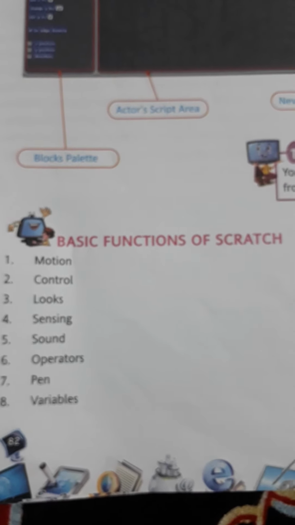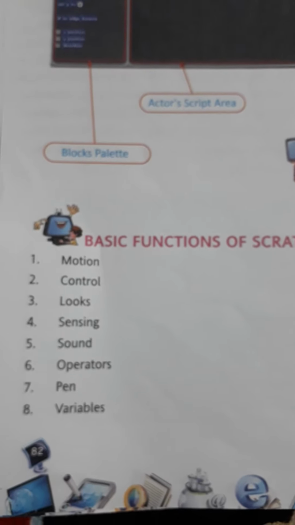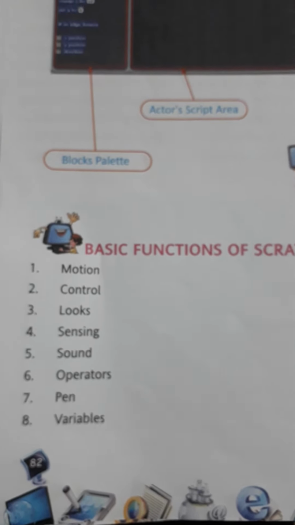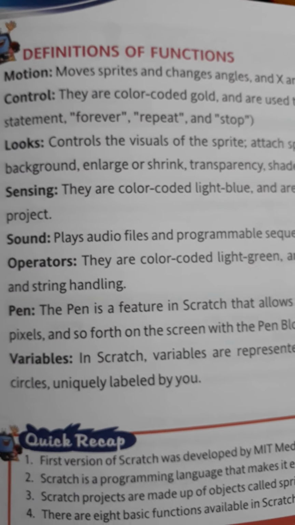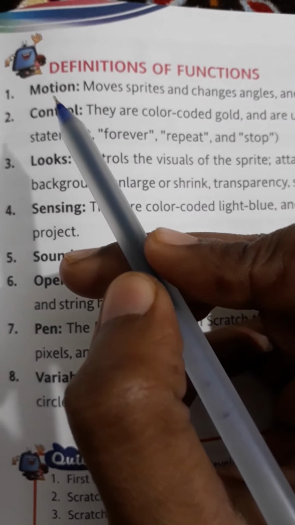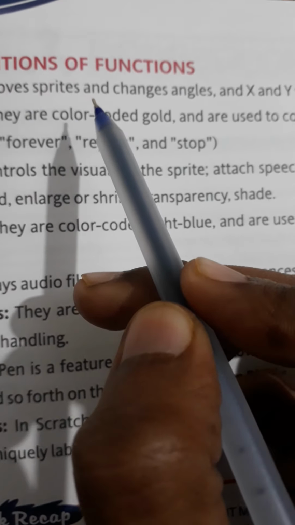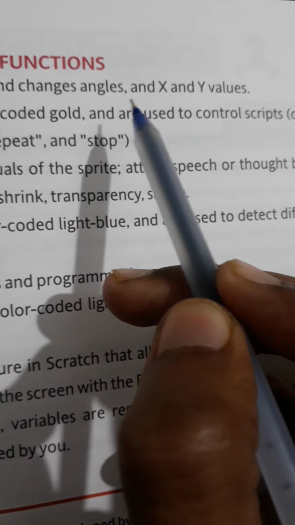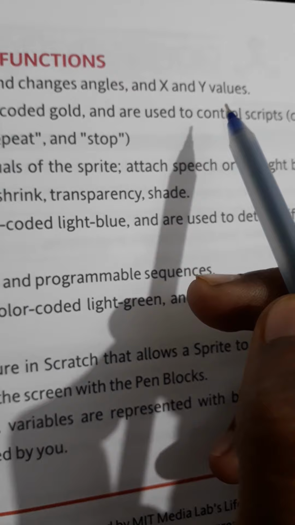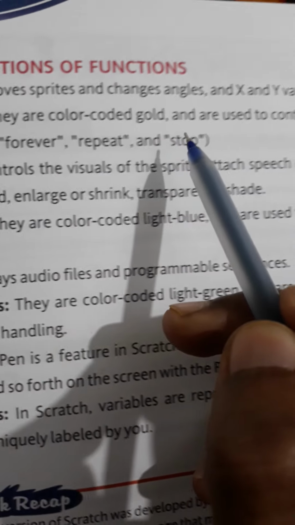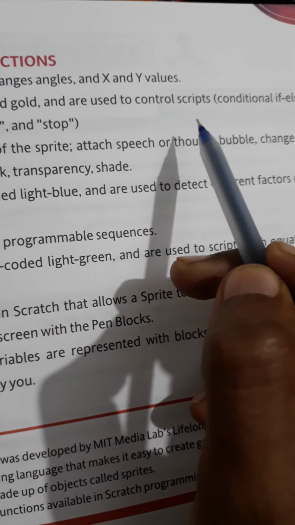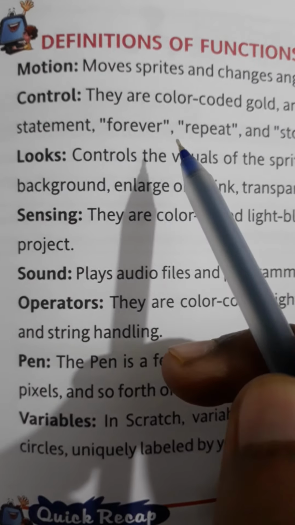Basic functions of Scratch. These are the main functions of Scratch. Let's see. Definitions of functions. The first one is motion. Moves sprites and changes angles and x and y values. Control. They are color coded gold and are used to control scripts. Conditional if else statement, forever, repeat and stop.